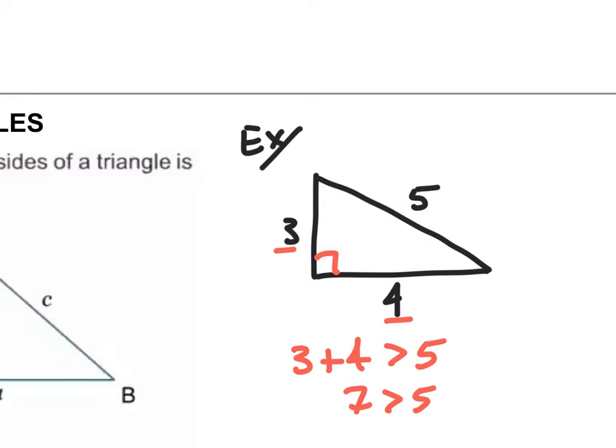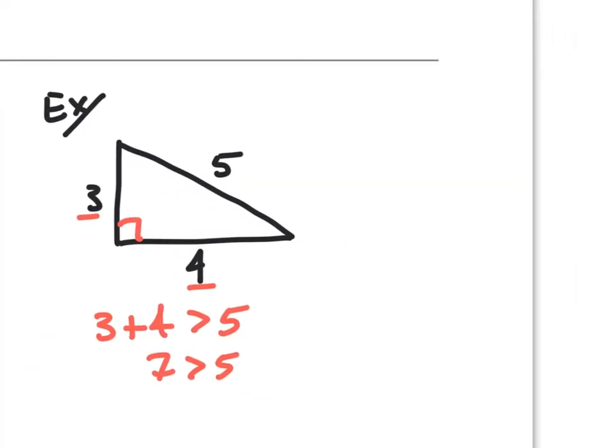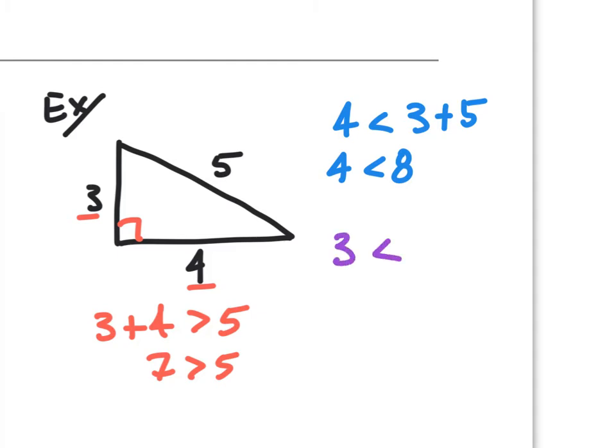All right. If I wanted to go over here and talk about side 4, is that going to be less than the sum of 3 and 5? The answer to that question is yes. So 4 is less than 8. That's a true statement. Let's look at the last one. If I take the side length of 3, is that going to be less than the sum of the other sides, which is 4 plus 5? We know that 3 is less than 9, and that's also true. So if you have a triangle, if you take any two sides and add them together, it'll be larger than the third.